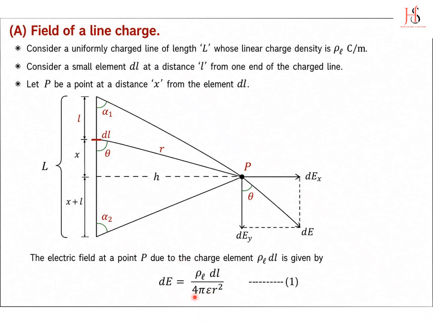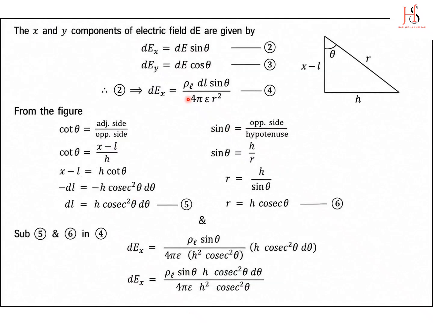In the previous slide it was 4 pi epsilon naught, where in free space epsilon r, the relative permittivity, is equal to 1. So we have replaced epsilon by epsilon naught. Here I have just put epsilon, so epsilon is equal to epsilon naught into epsilon r. So the electric field at the point P is given as dE equals rho L dl divided by 4 pi epsilon into R square.